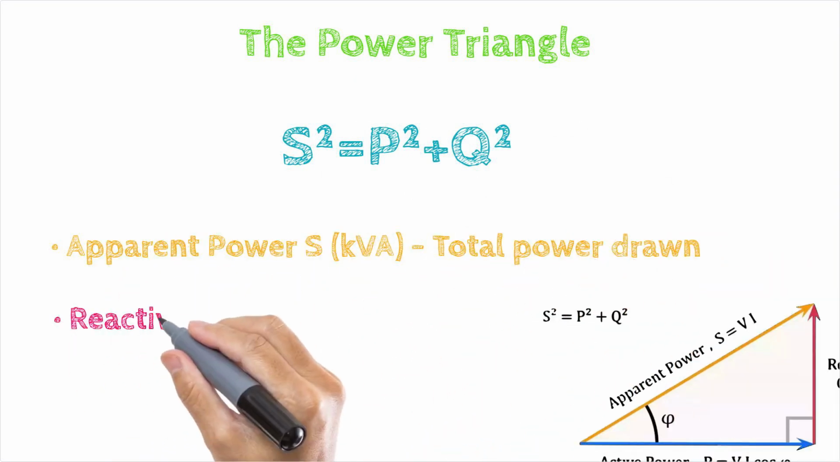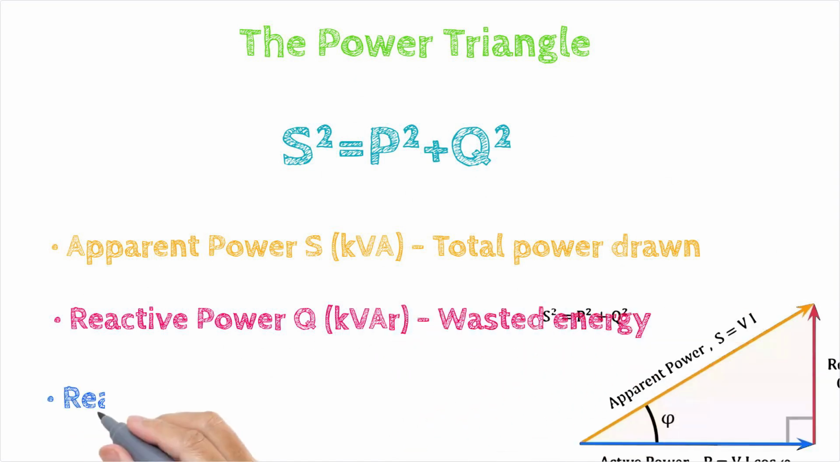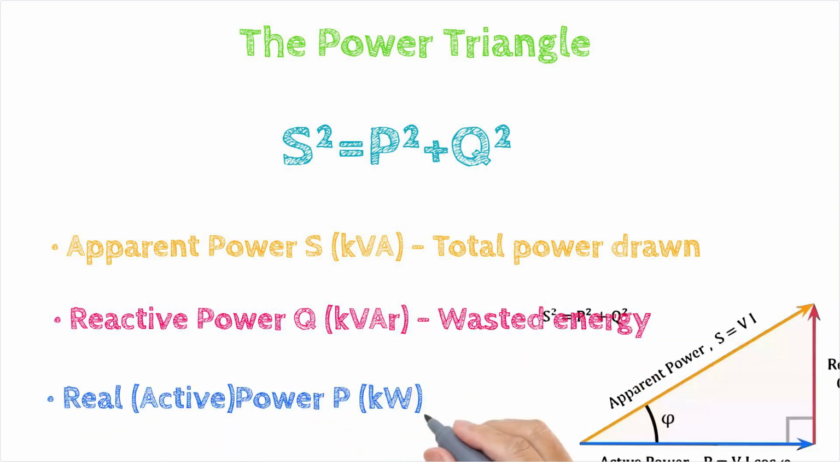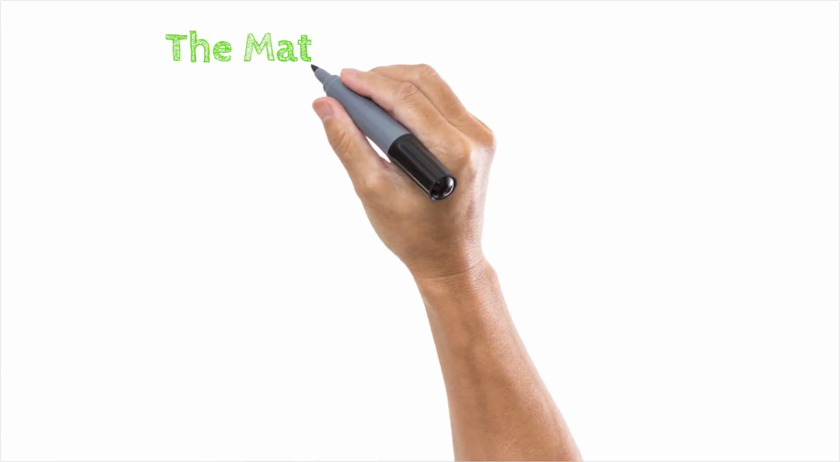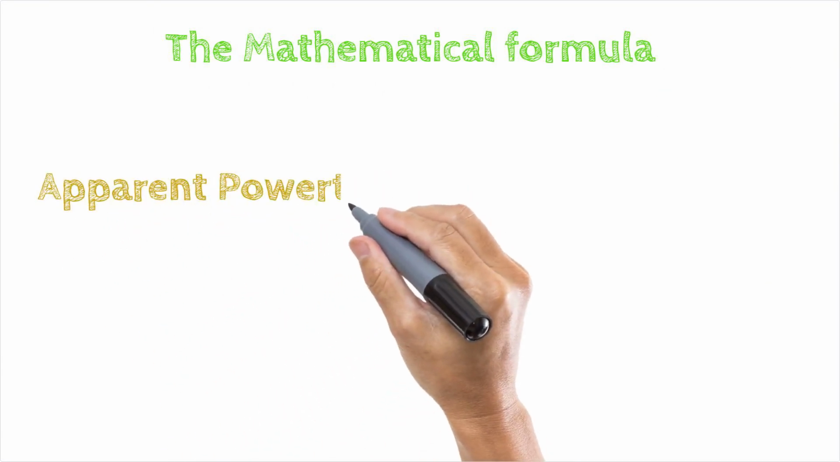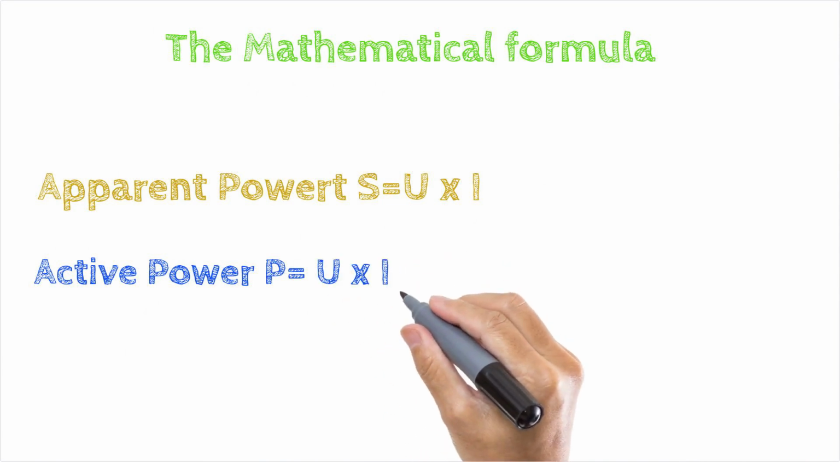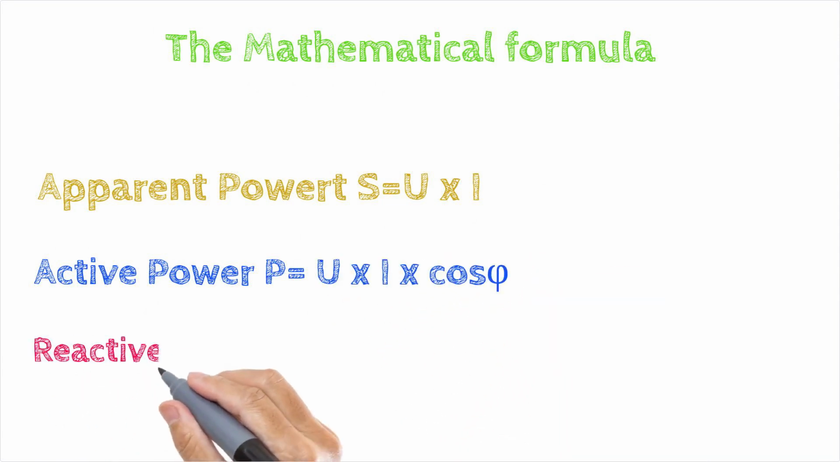Reactive power, Q, measured in kilovolt amperes reactive, does not perform work but is necessary for inductive loads. Apparent power, S, measured in kilovolt amperes, is the total power drawn from the source. The power triangle is based on basic trigonometry, forming a right triangle where real power is the adjacent side, reactive power is the opposite side, and apparent power is the hypotenuse.